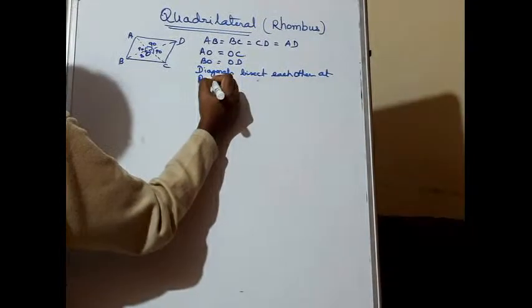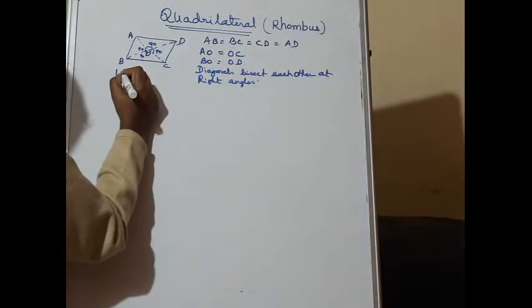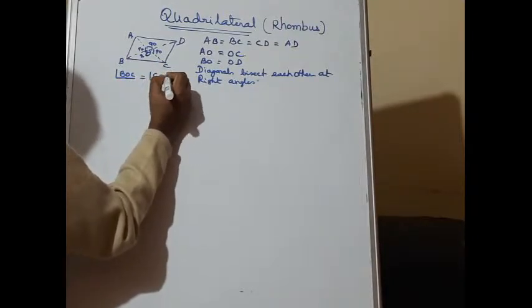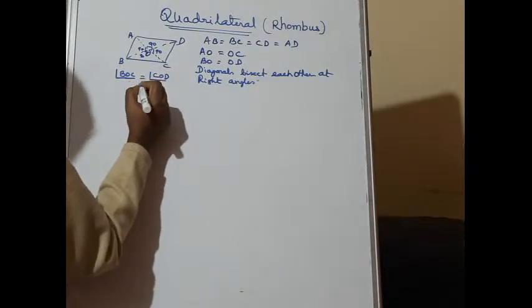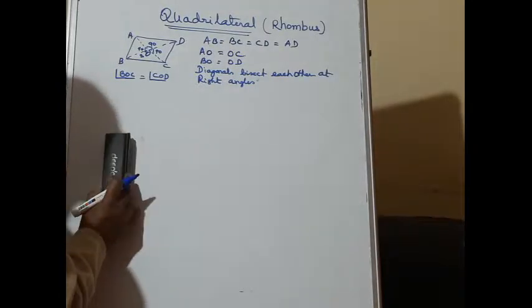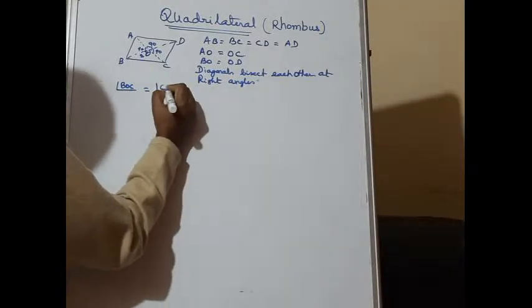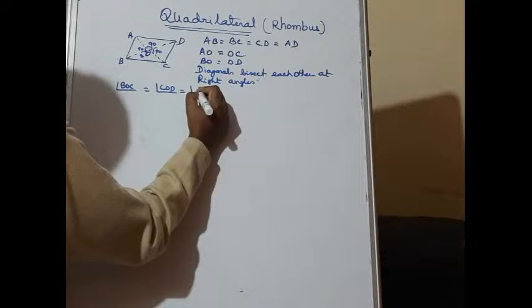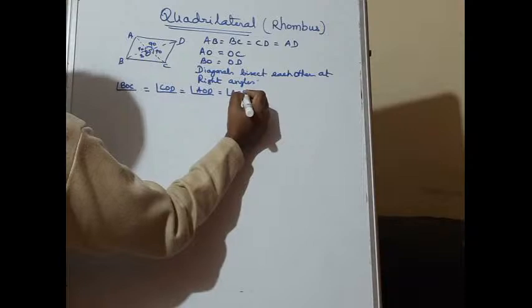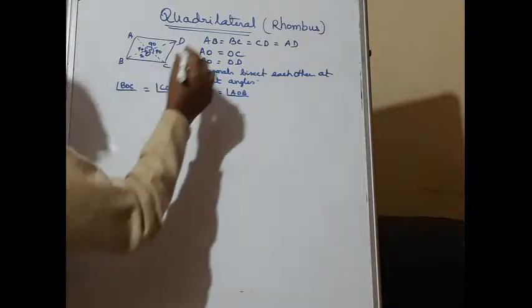You write angle BOC equal to angle COD, equal to angle AOD, equal to 90 degrees. And you write AB equal to BC, CD equal to DA.